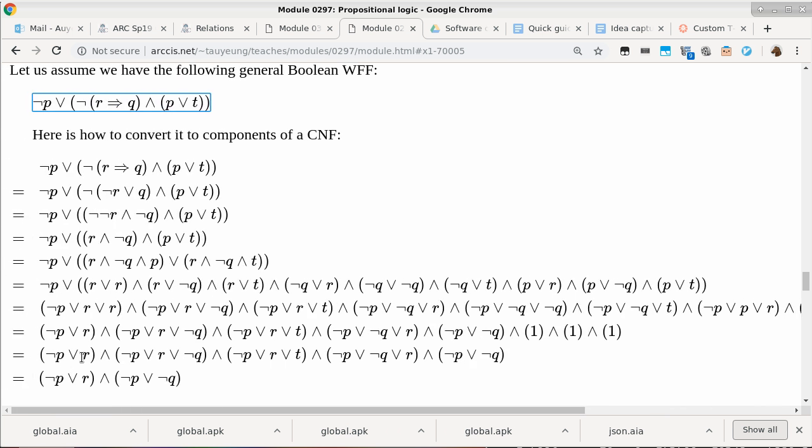So now we have the second last line. The biggest question is, from the second last line to the last line, how does that work? Not P or R, yeah, we figured that one out, we just copy that. What about this not P or not Q? I mean, we can see it's here. Then what about all of these other terms? How did that get simplified?